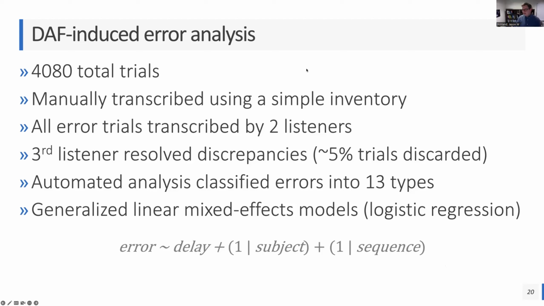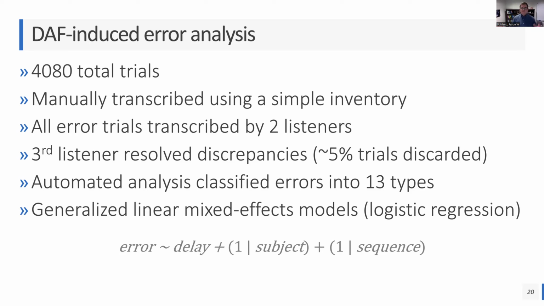So we collected a lot of trials, 4,080 total trials across participants. And then we went through a painstaking process of manually transcribing the speech output using a really simple phonetic inventory. We can talk about those details a bit later if you're interested. When we heard errors, each error trial was transcribed by at least 2 listeners, and a 3rd listener came in to resolve any discrepancies if there were disagreements between those 2. For about 5% of trials, we couldn't get agreement across all 3, so we discarded those from the analysis.